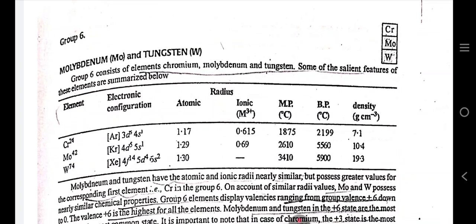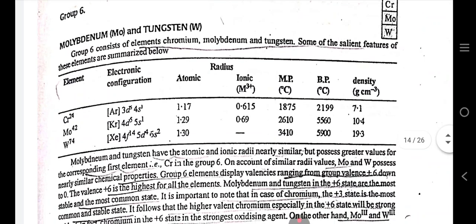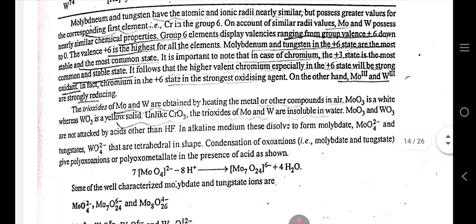Molybdenum and tungsten. Group 6 consists of elements chromium, molybdenum and tungsten. Some of the salient features of these elements are summarized below. Molybdenum and tungsten have atomic and ionic radii nearly similar, but possess greater values than the corresponding first element here in group 6. On account of similar radii values, molybdenum and tungsten possess nearly similar chemical properties.